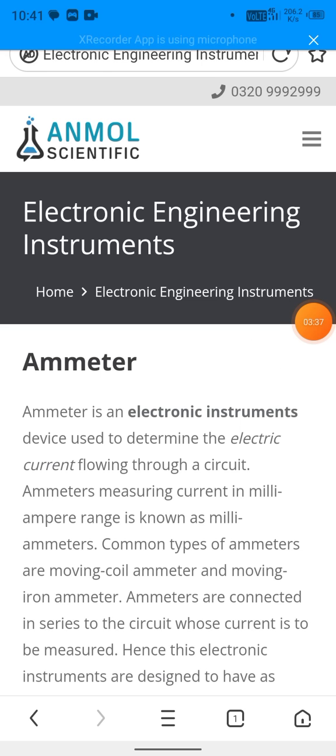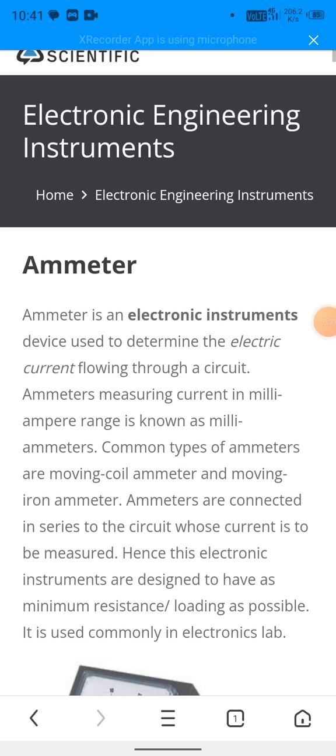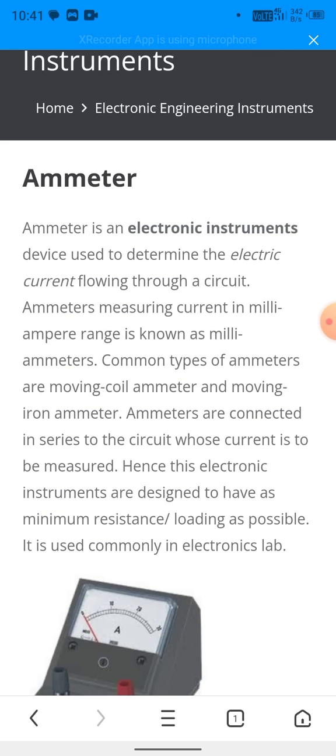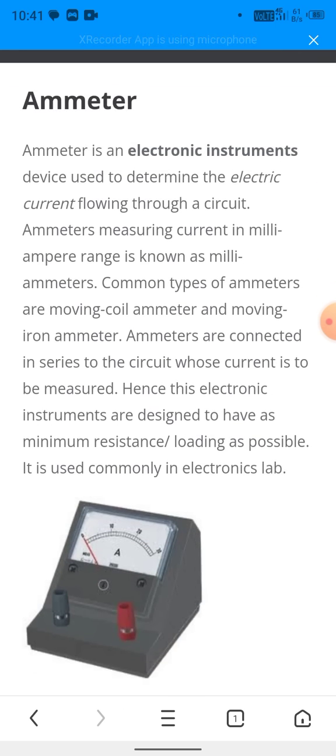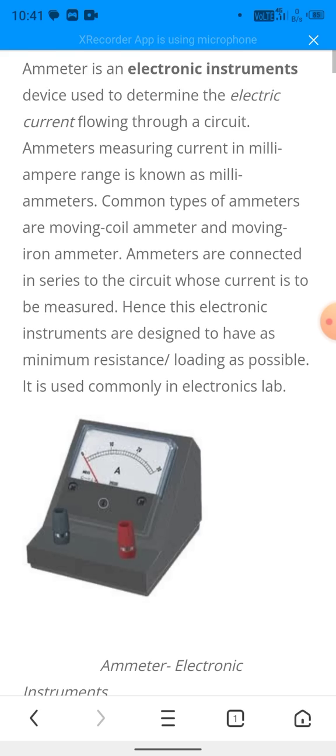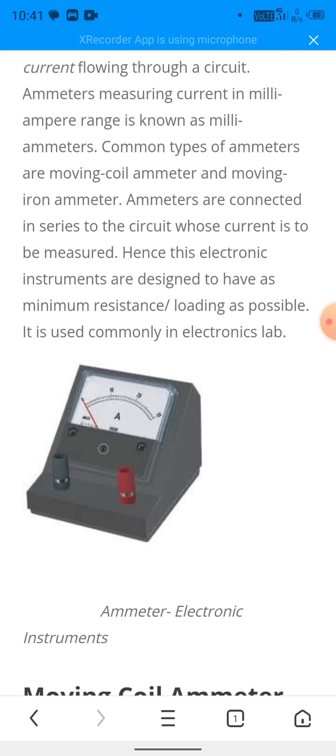An ammeter is an electronic instrument or device that is used to determine the electric current flowing through a circuit. An ammeter measuring current in the milliampere range is known as a milliammeter. Common types of ammeters are moving coil meters and moving iron ammeters. Ammeters are connected in series with the circuits whose current is to be measured. Hence, the electronic instruments are designed to have as minimum resistance loading as possible. It is used commonly in electronics labs.